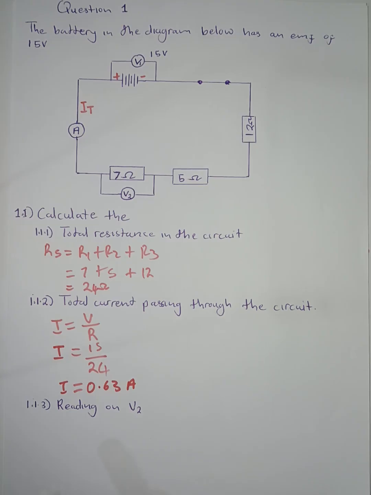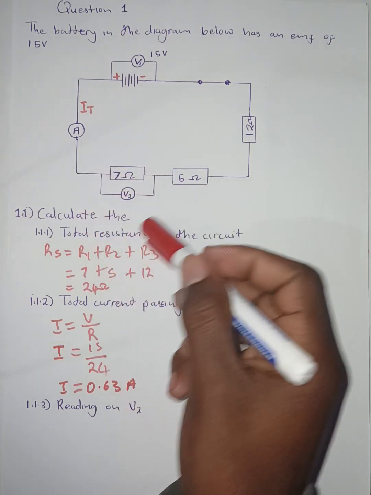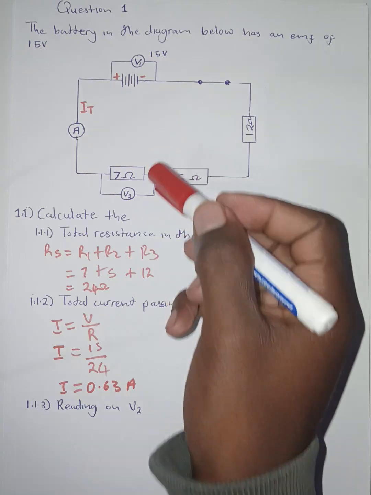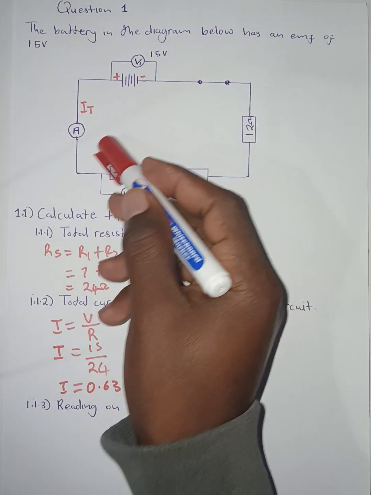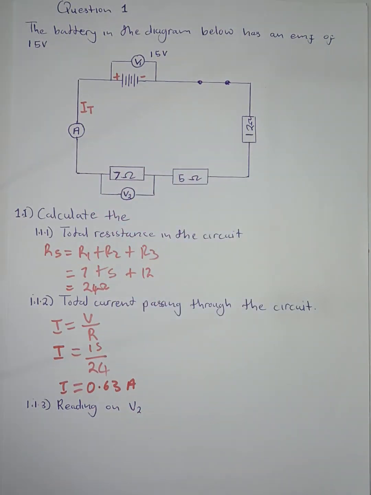If we look at question 1.1.3, they say to calculate the reading on V2. So they want the voltage across the 7 ohm resistor. Now again, since we want the voltage, remember, at any point there are always three pieces of information. There is a current, there is voltage, and there is the resistance of the resistor.